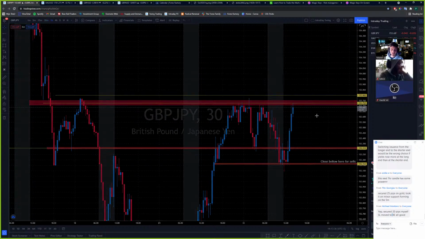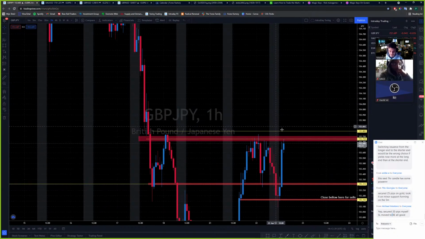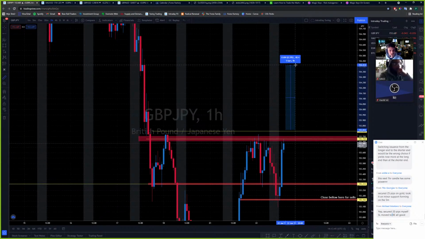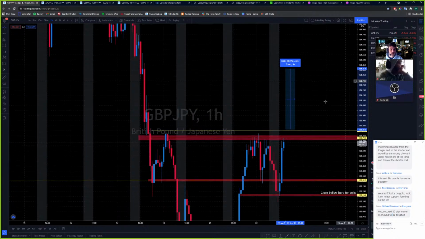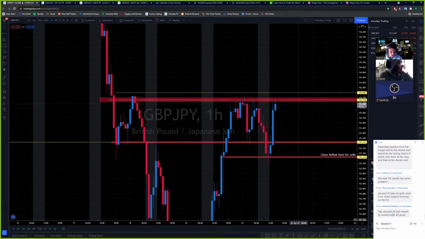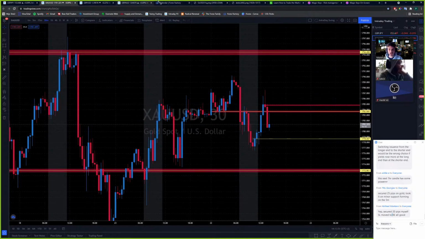Let's see if for pound yen we can get a close above. That might be my trade then for the day, or for New York. Let's take a look at this chart.